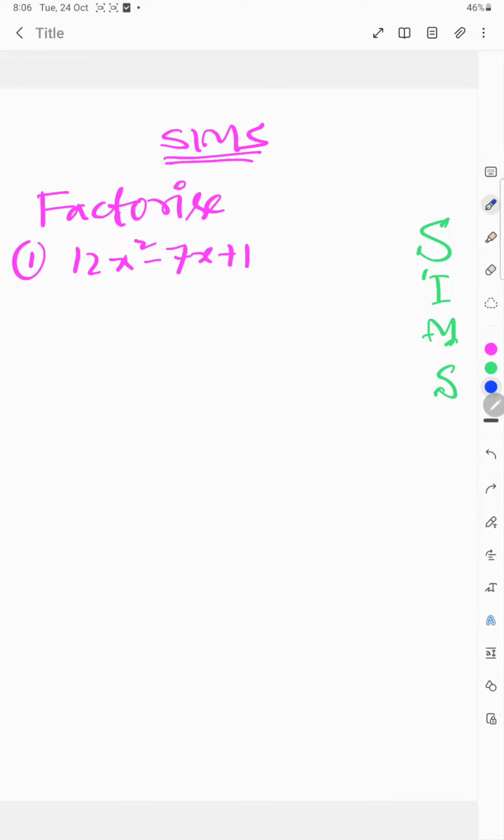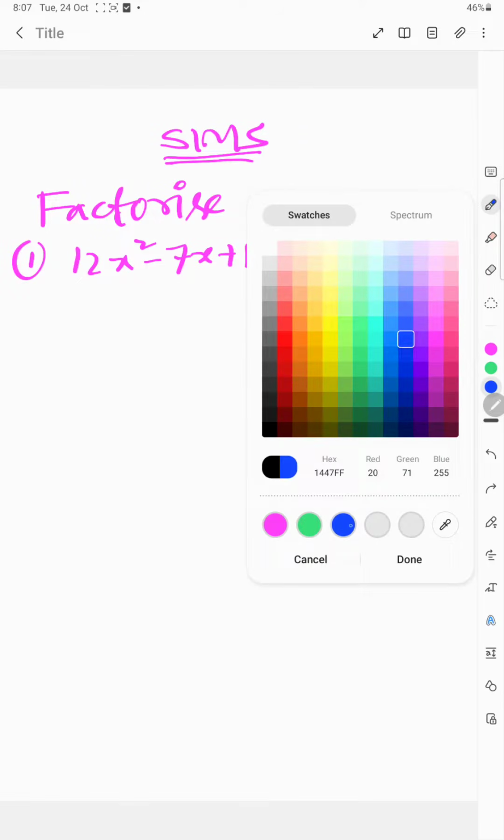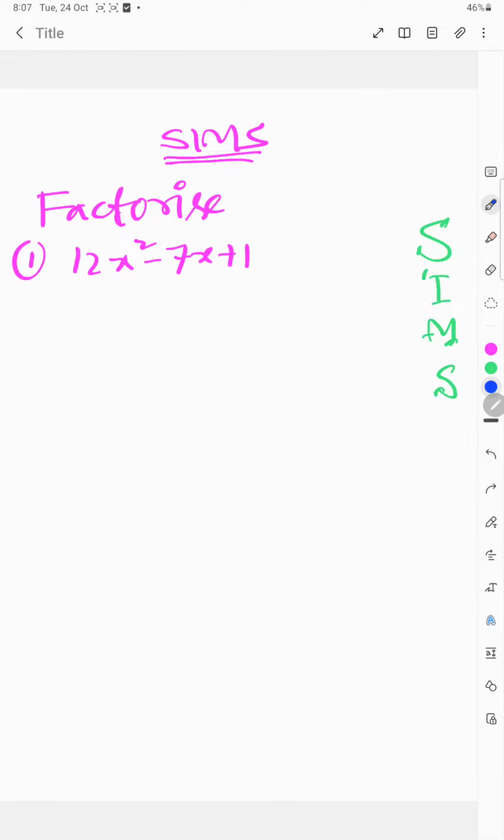12x square minus 7x plus 1 will factorize. So, 12x square minus 7x plus 1.